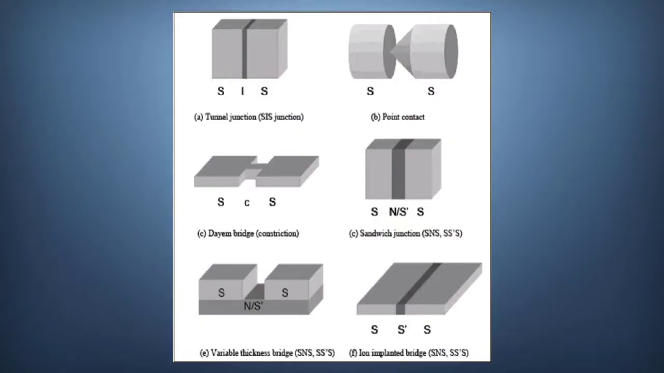Next, the Josephson junction also has two or more superconductors along with a weak link. The weak link can be a thin insulating barrier known as superconductor-insulator-superconductor junction, a short section of non-superconducting metal, or a physical constriction that weakens the superconductivity at the point of contact.